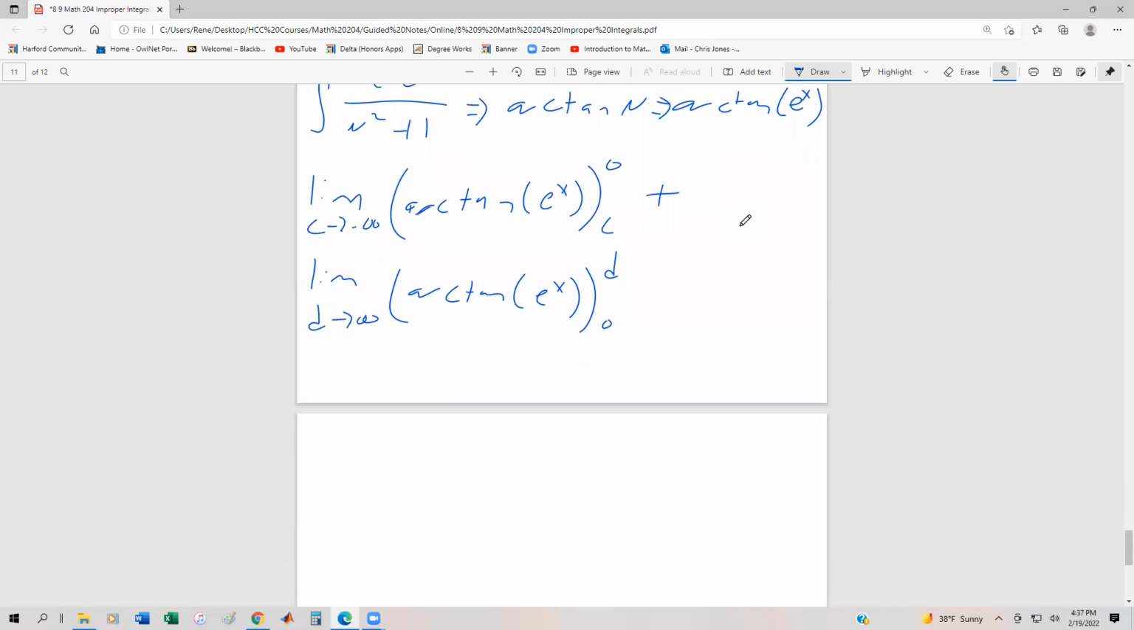By substituting back in, we get the limit as c approaches negative infinity of arctan of e to the 0. Remember, e to the 0 is 1.